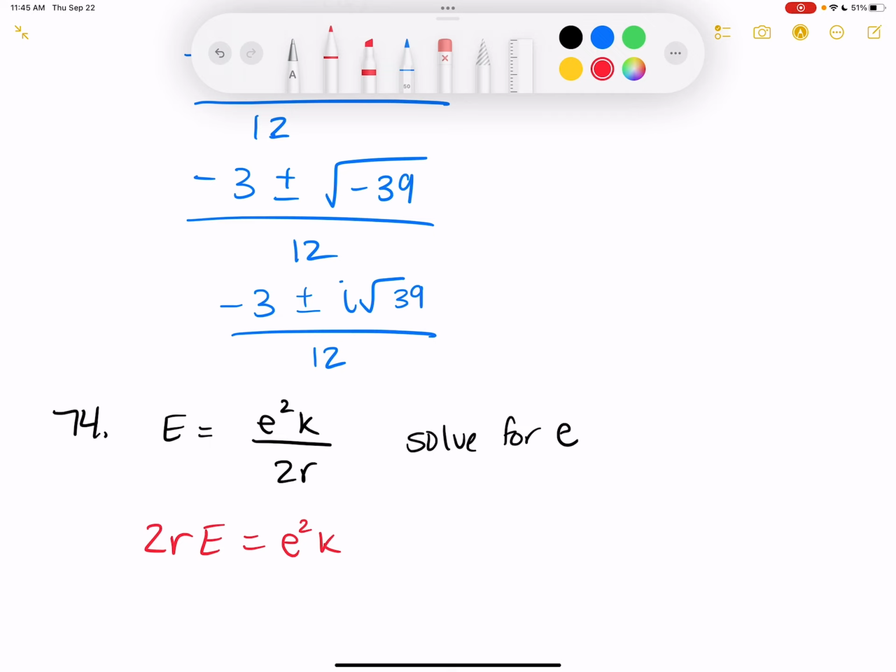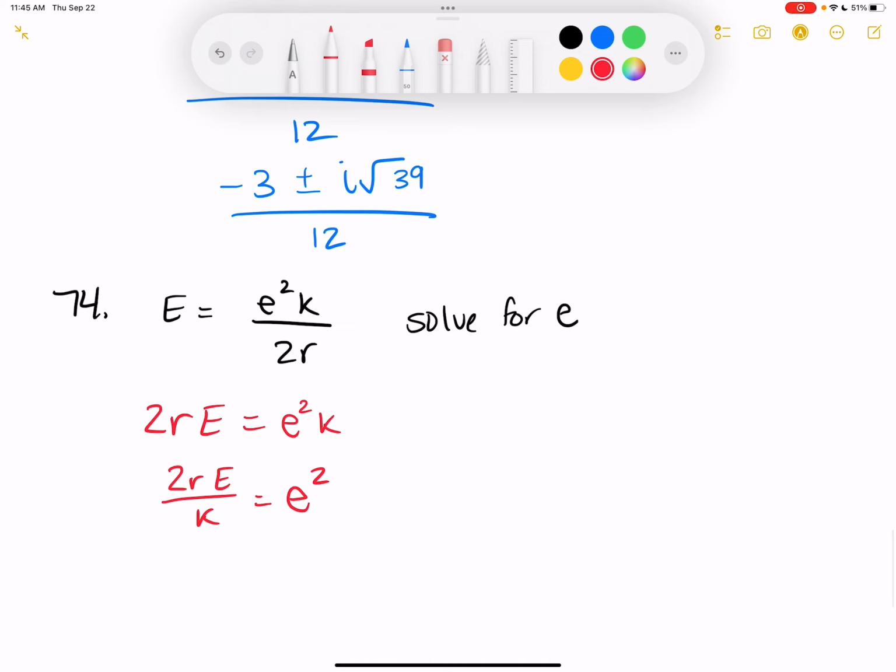Divide by k. So 2r big E over k equals little e squared. Take the square root. So little e equals plus or minus the square root of 2r big E over k. And you can just leave it like that because these are equations for stuff, so we don't know what the bottom would be. So there's no point in rationalizing it.